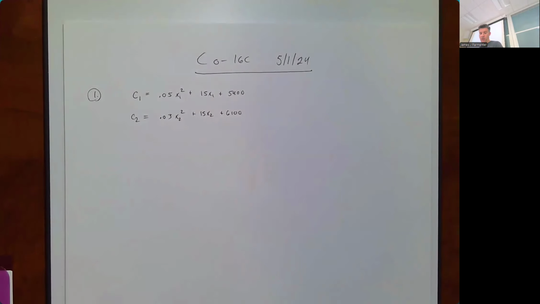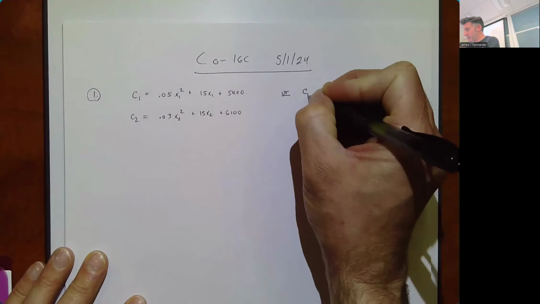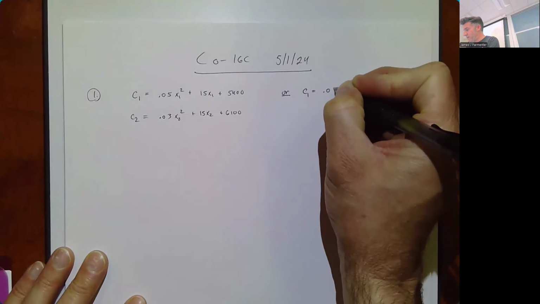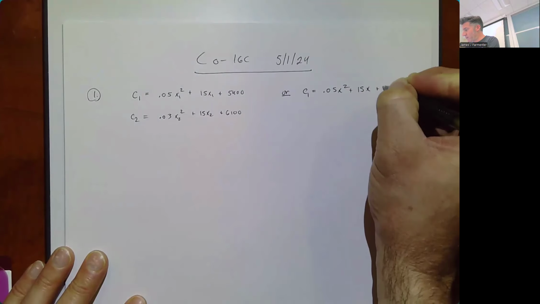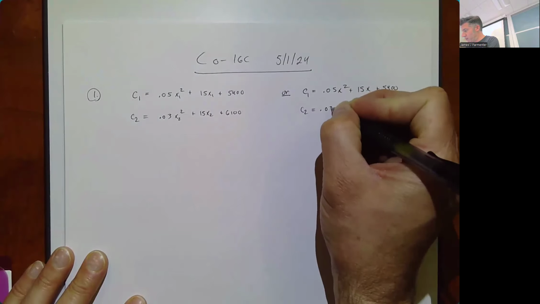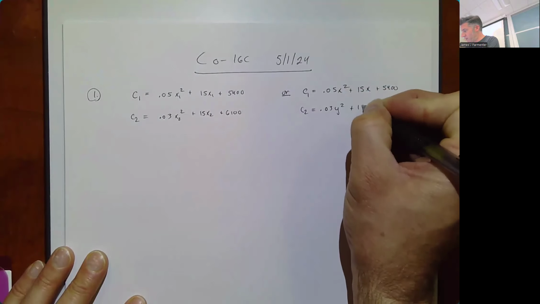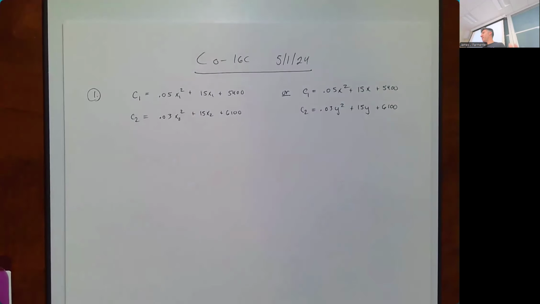And to be perfectly honest, if it was me, I would start writing things in terms of X and Y, because this X1 squared and then finding the derivative of that just gets to be a little bit gnarly. So I would rather write this as C1 equals 0.05 X squared plus 15X plus 5,400. And C2 is 0.03 Y squared plus 15Y plus 6,100. Not necessary, but I think it makes things a tiny bit easier.